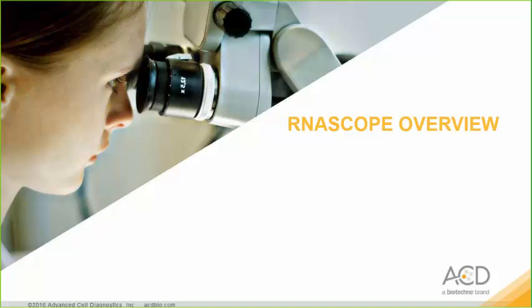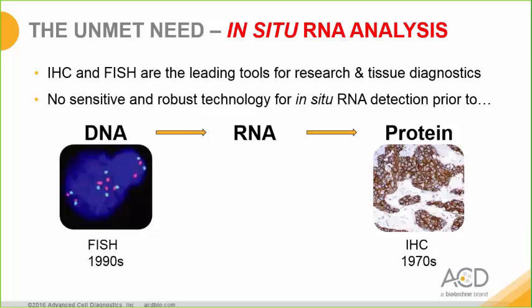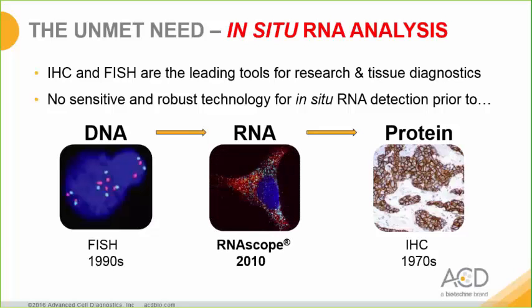We begin by going over RNAscope technology. The detection of protein with immunohistochemistry, or IHC, is well established and routinely used in clinical practice and research, as is FISH for DNA detection. And while quantitative RT-PCR is commonly used for RNA detection and quantification, before the commercial launch of RNAscope in 2010, there was no robust and sensitive method for detection of RNA within intact cells. With that, we will review RNAscope technology.